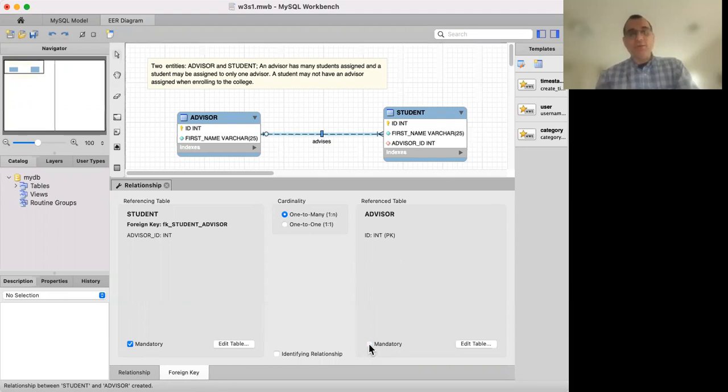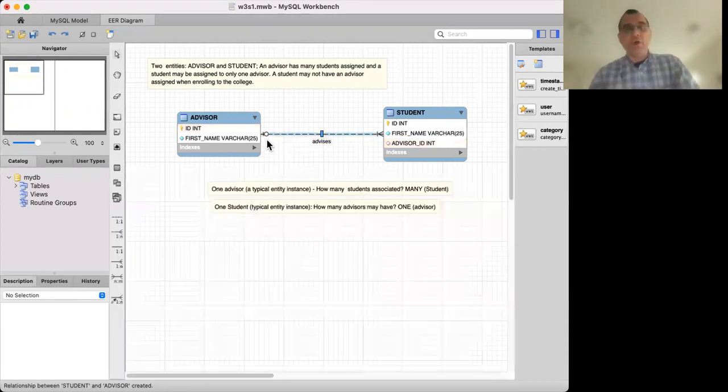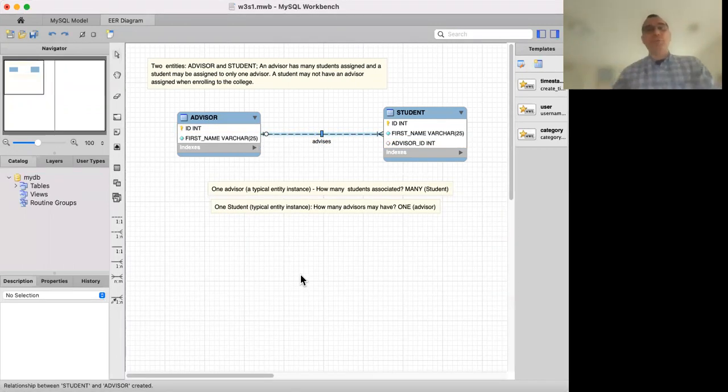So if I make it optional, you see, as I took out mandatory, it became optional, and I have this circle like an O from optional that will tell me that I have zero or no advisor for a student. I may have one. It's not that I must have one, but I may have this situation. So we clarify that advisor is optional.